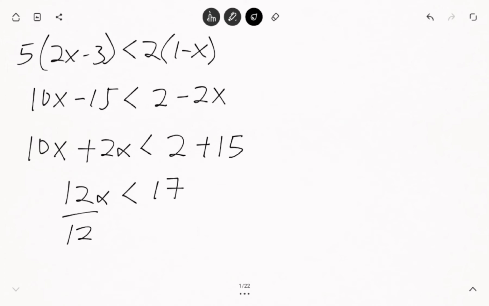So I now divide both sides by 12. My x is less than my final answer, 17 over 12 as my answer.